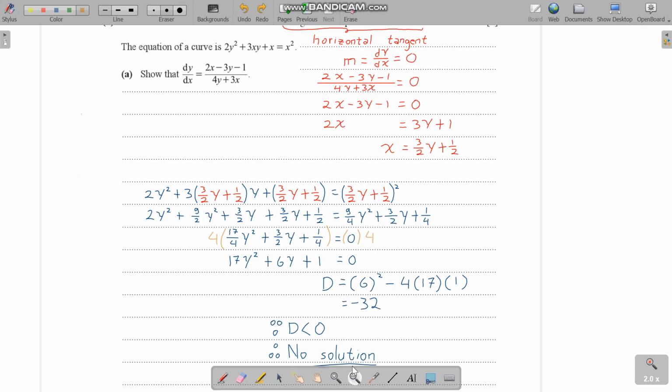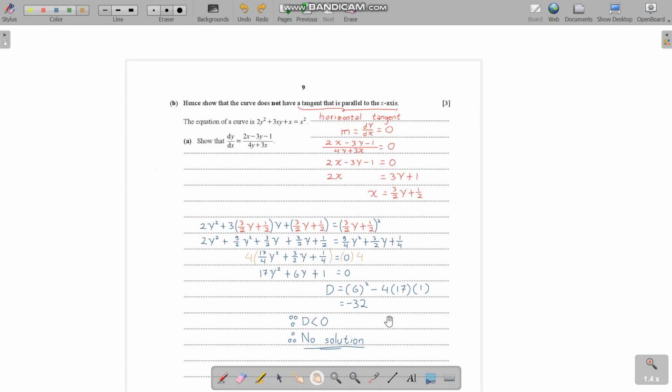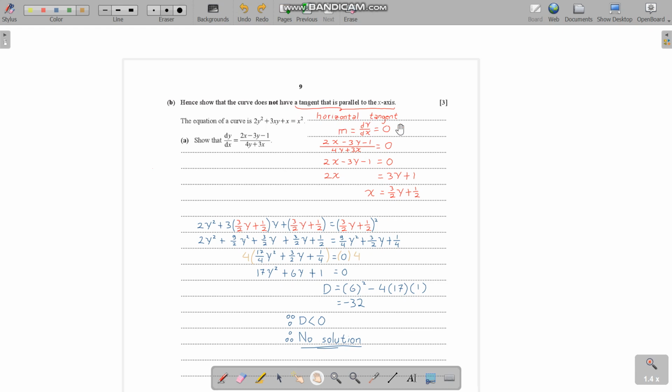We have proved that there is no tangent that is parallel to the x-axis.